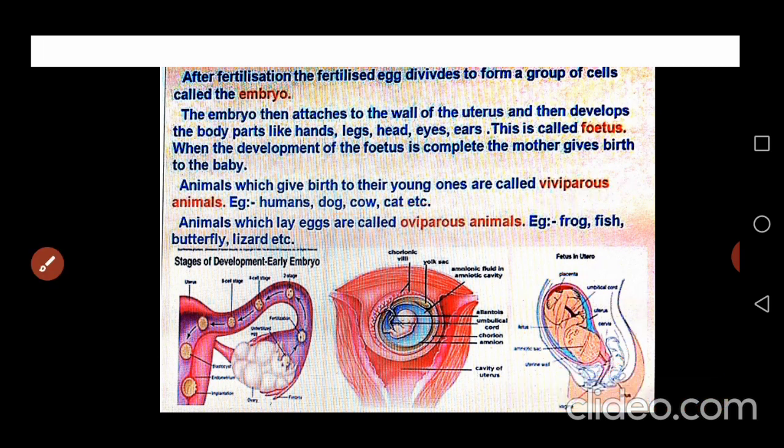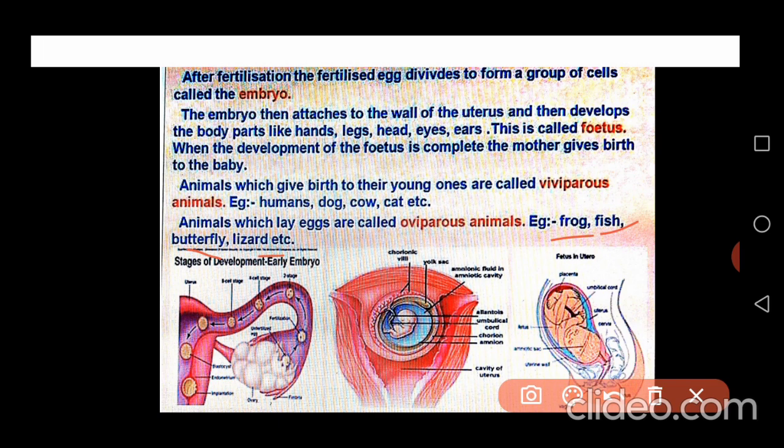Some animals lay eggs, and they are called oviparous animals, egg-laying animals. Those animals do not give birth to young ones directly. They are involved in laying eggs. Those animals are commonly called oviparous animals, for example frog, fish, butterfly, lizards and so on.